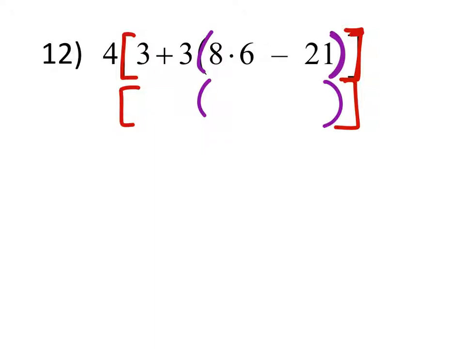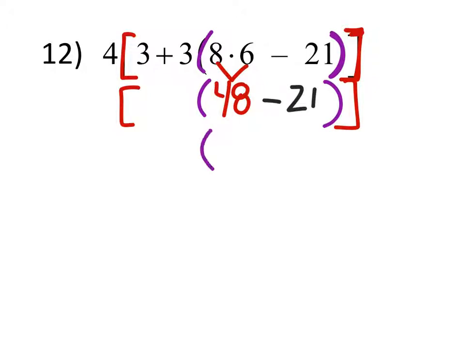We just got that 8 times 6 minus 21, so we're going to have to do multiplication and division first, which we have multiplication. 8 times 6, so 8 groups of 6: 6, 12, 18, 24, 30, 36, 42, 48. And if that takes you a little bit longer, don't worry about that, okay? So I got 48 minus 21.